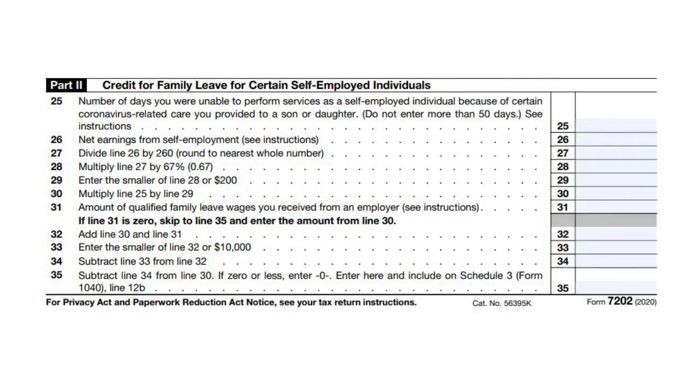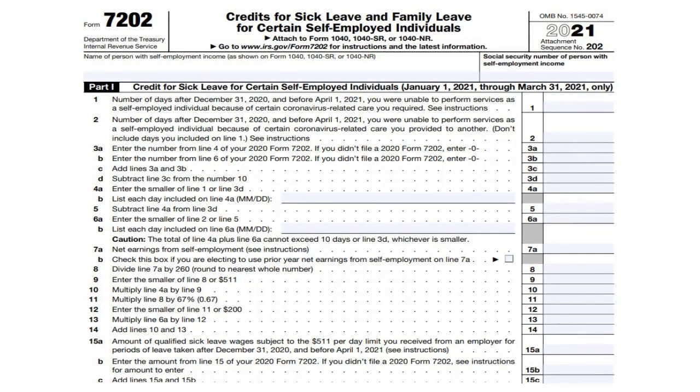And I want to show you the second screenshot. This is part 2. Part 2 actually is credit for family leave for certain self-employed individuals. And the bottom line here again is that you just follow the instructions here. So everything revolves around the number of days you were unable to work during COVID, okay? And so this is actually the form for the year 2020. And I want to show you the form for 2021.